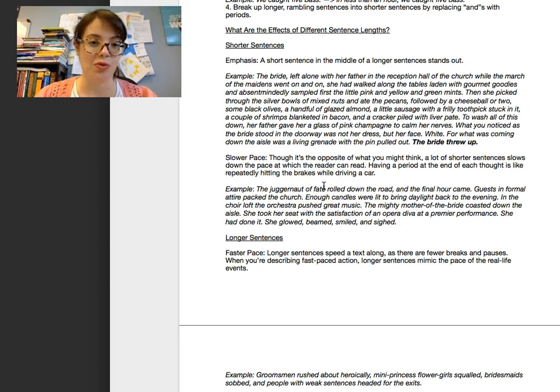So the juggernaut of fate rolled down the road. This is from the same story where the bride throws up, but this is before that happens. The juggernaut of fate rolled down the road and the final hour came. Guests in formal attire packed the church. Enough candles were lit to bring daylight back to the evening. In the choir loft, the orchestra pushed great music. The mighty mother of the bride coasted down the aisle. She took her seat with the satisfaction of an opera diva at a premiere performance. She had done it. She glowed, beamed, smiled, and sighed.